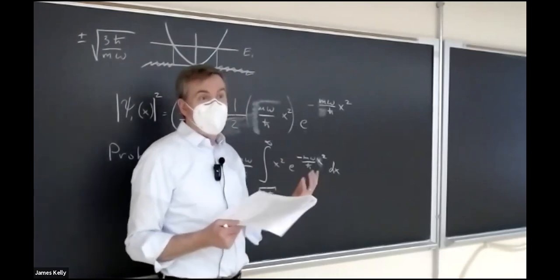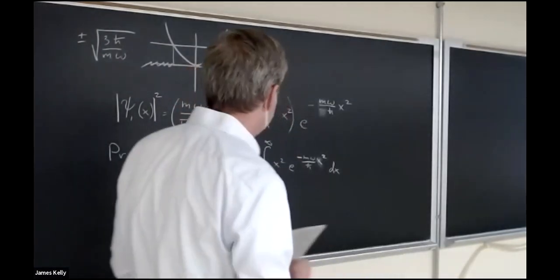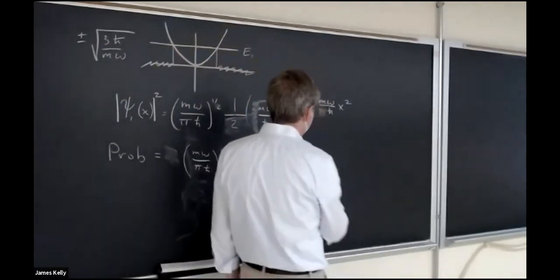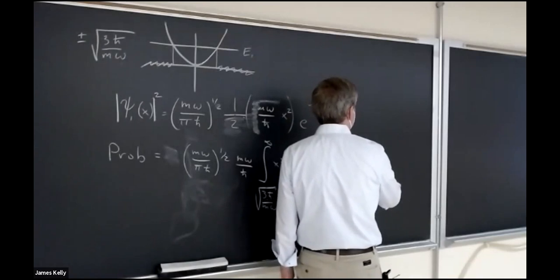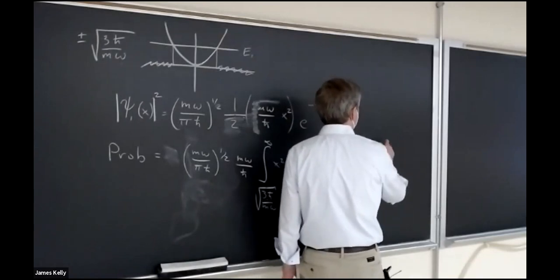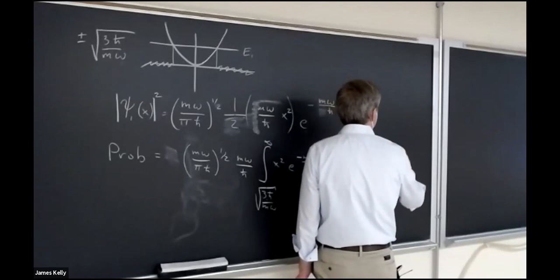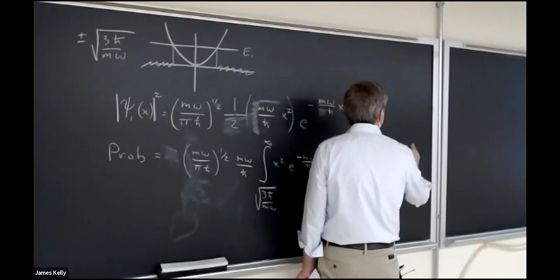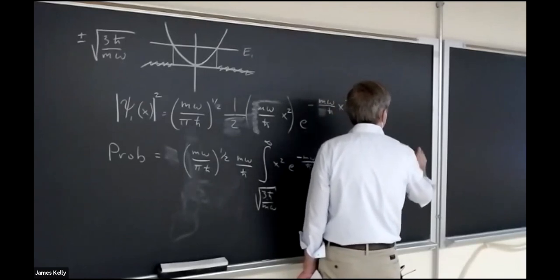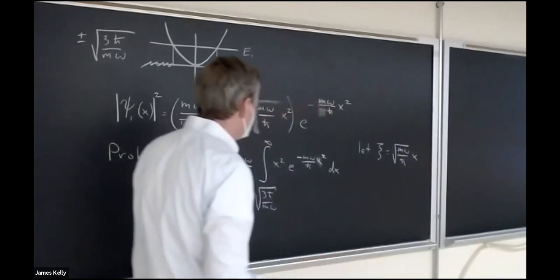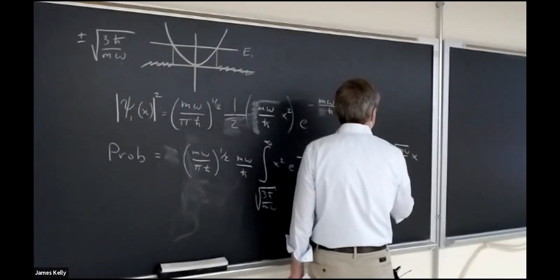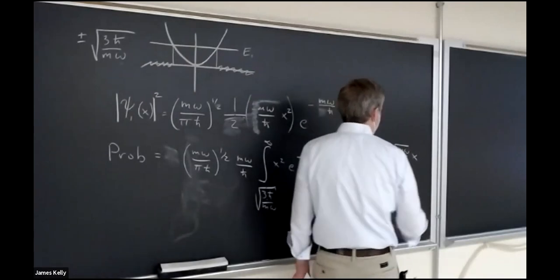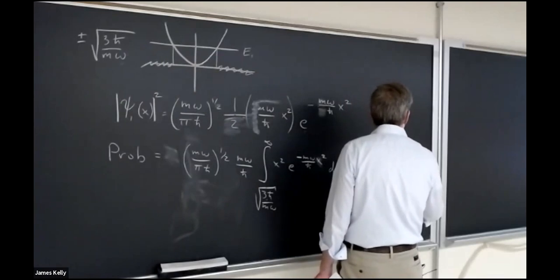But it makes a little bit more sense if we could get rid of those constants, if we change variables here from x to xi. So let me define xi to be the square root of m omega over h bar times x. I'm just going to change integration variables to xi. Then d xi is equal to the square root of m omega over h bar dx.